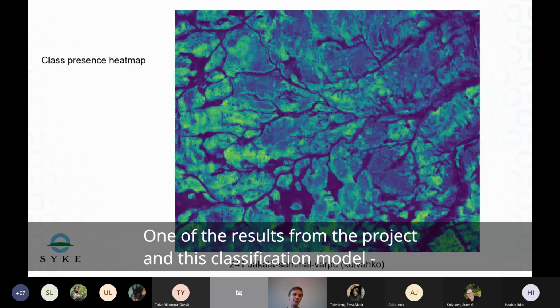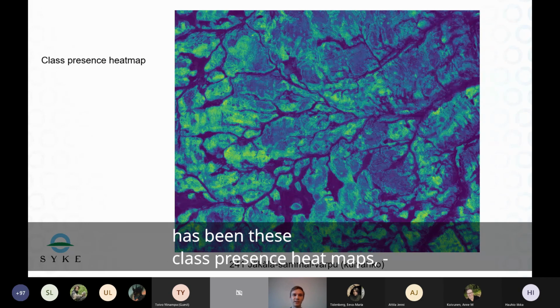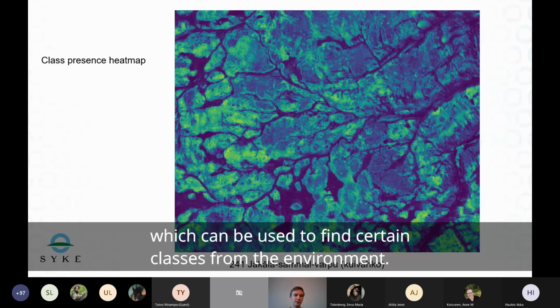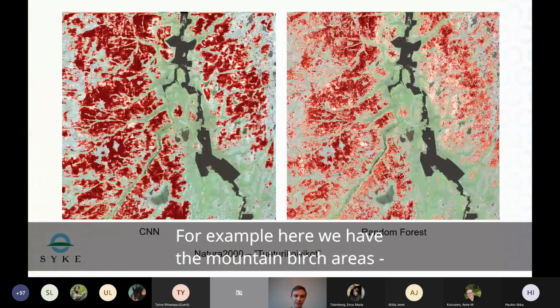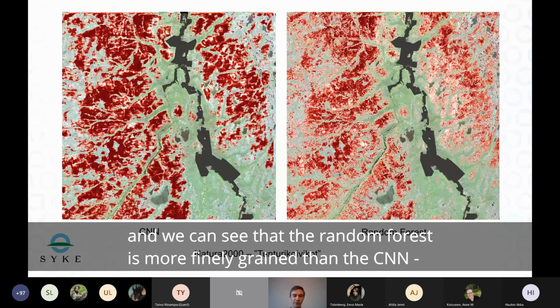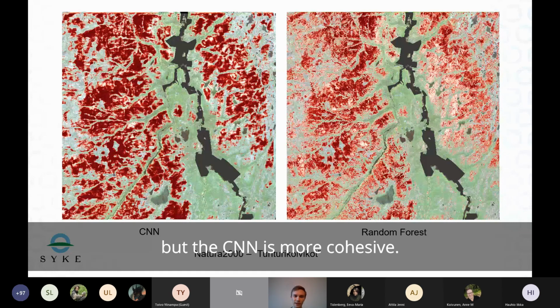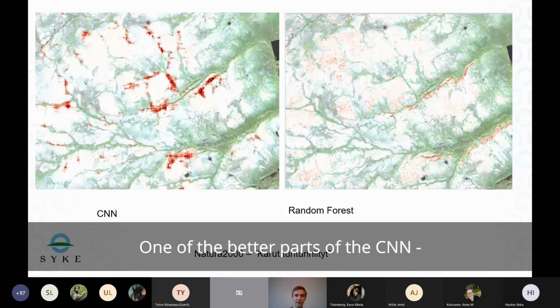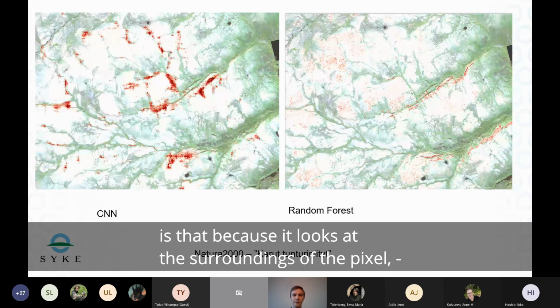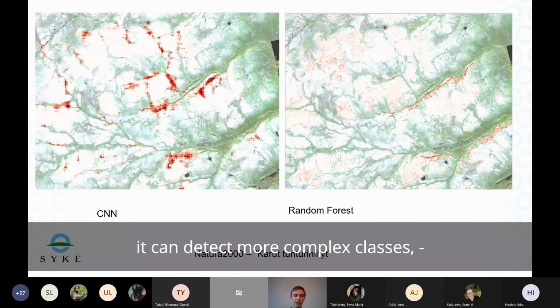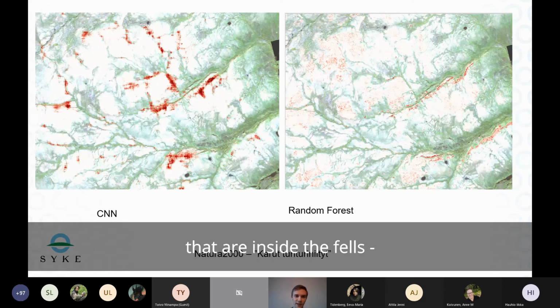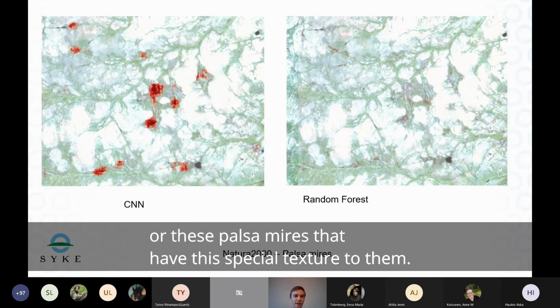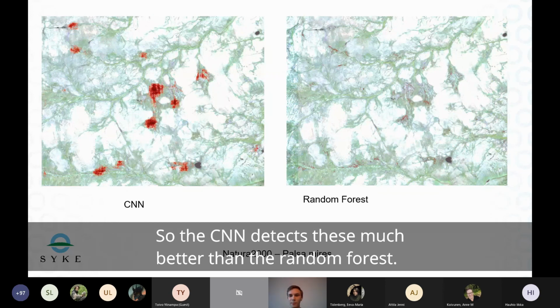And one of the results from this project and this classification model has been these class presence heat maps, which can be used to find certain classes from the environment. For example, here we have the fell mountain birch areas with the CNN and the random forest, and we can see that the random forest is more finely grained than the CNN, but the CNN is more coherent. One of the better parts of the CNN is that because it looks at the surroundings of the pixel, it can detect these more complex classes. For example, these birch areas that are inside the fells, or these palsa mires that have this kind of special texture to them. So the CNN detects these much better than the random forest.